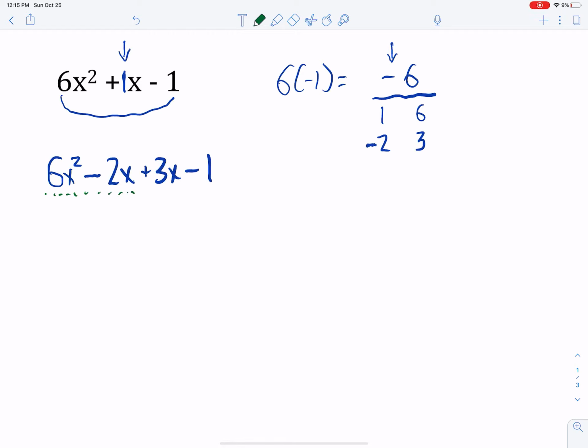For the first group, 6x squared minus 2x, I can factor out a 2 from both of those, and I can factor out an x from both of those. So to see what's left, I'm going to divide them both by 2x. 6x squared divided by 2x is 3x. Minus 2x divided by 2x is -1.